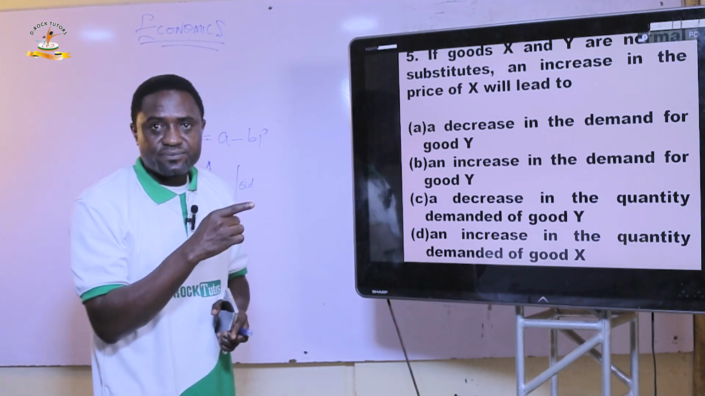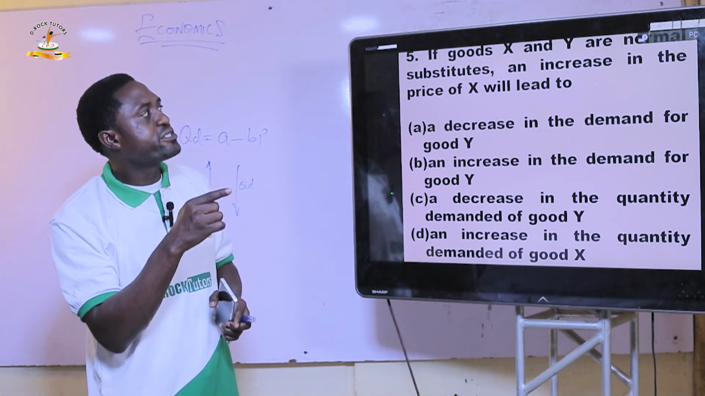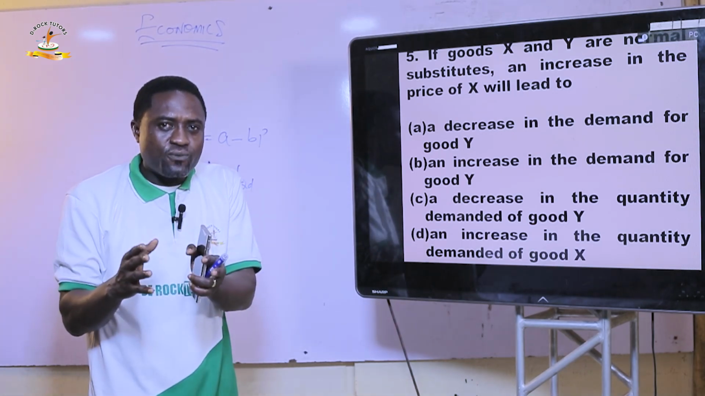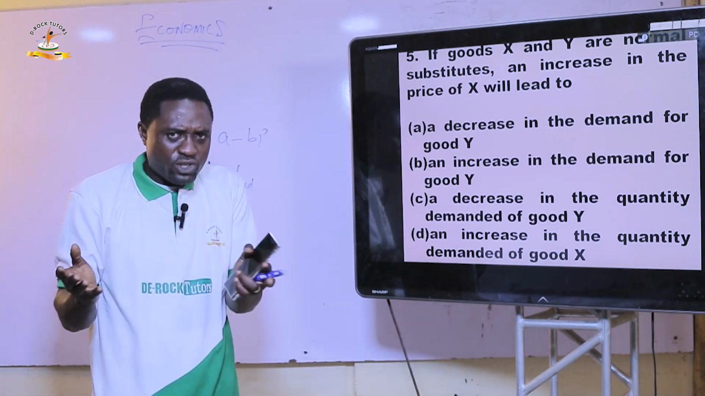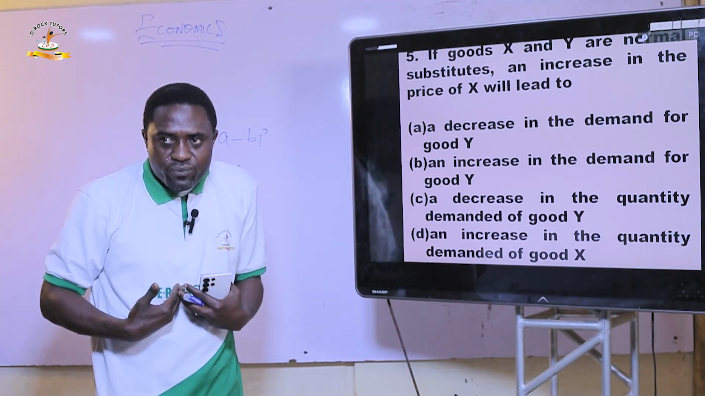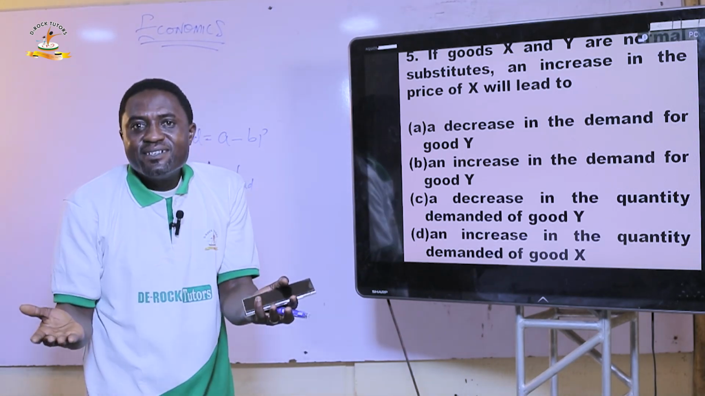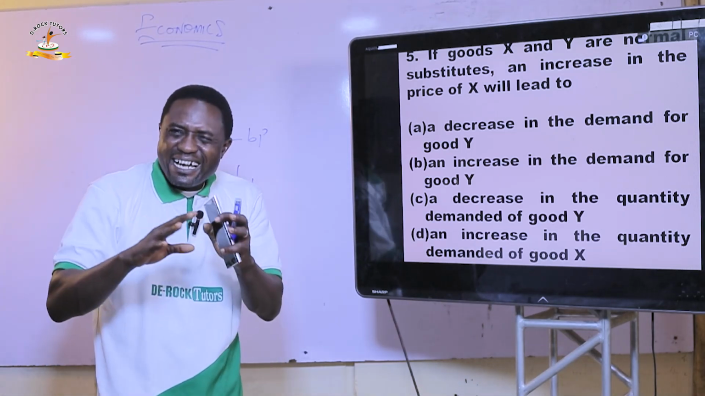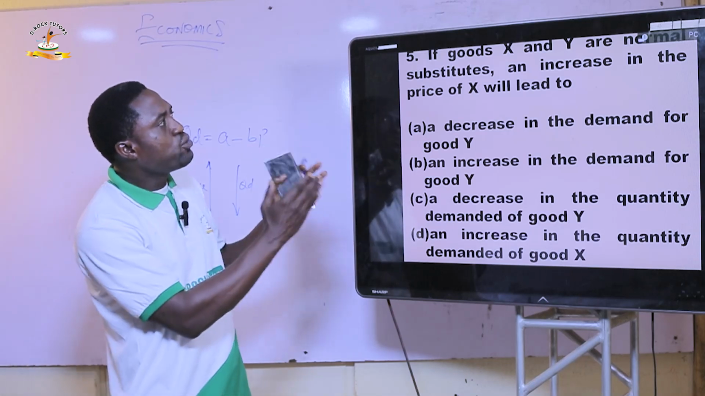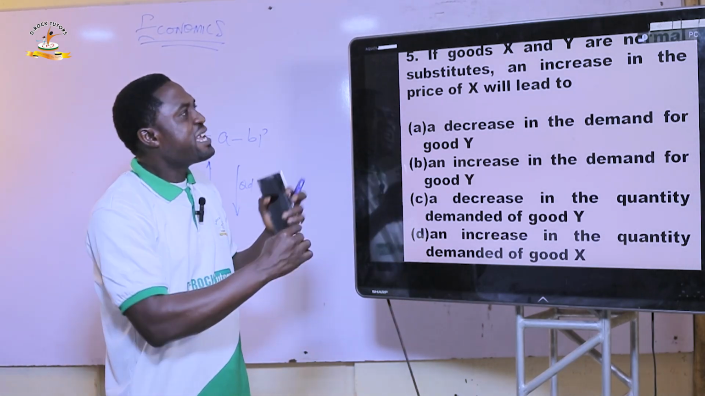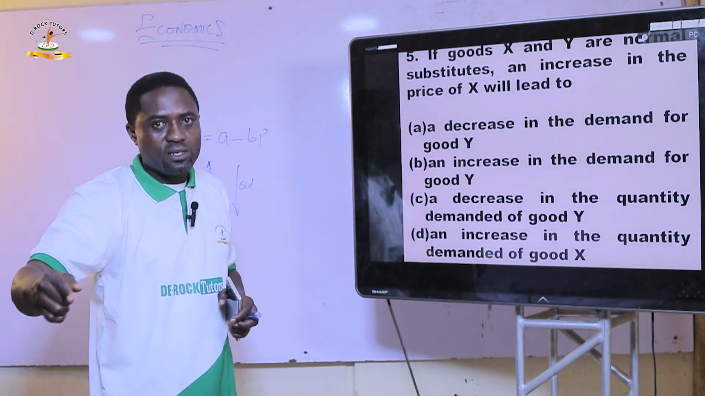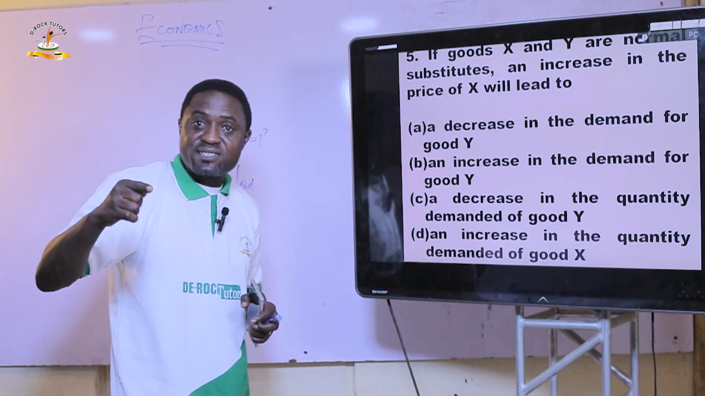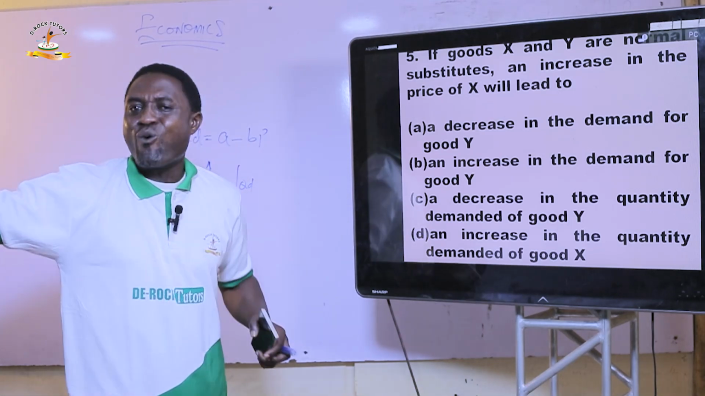If goods X and Y are normal substitutes, for example, fish and meat. If you decide to buy fish, you may decide not to buy meat. And if you get to the market and they tell you that the fish is more expensive, you can decide to buy meat. They are normal substitutes. So if goods X and Y are normal substitutes, an increase in the price of X will lead to an increase in the demand for Y.